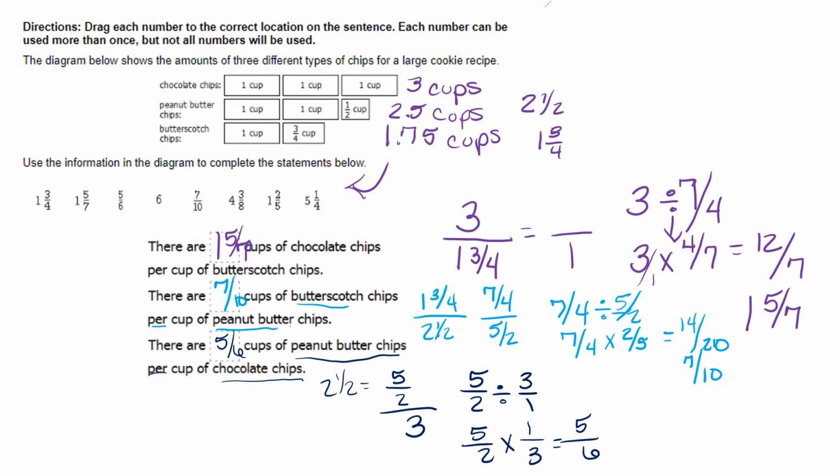Now the biggest thing to remember here is the order. If you see per, that is a divide sign. And here, peanut butter came first. Peanut butter divided by the number of chocolate chips. Okay, so just remember the order on those is what matters.